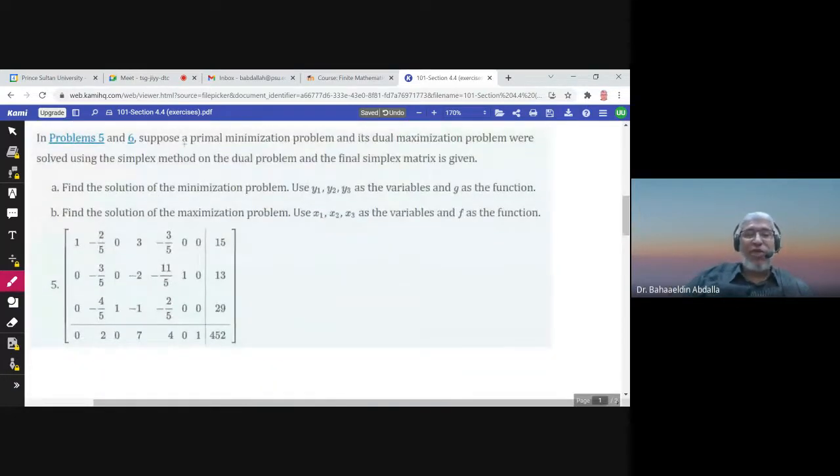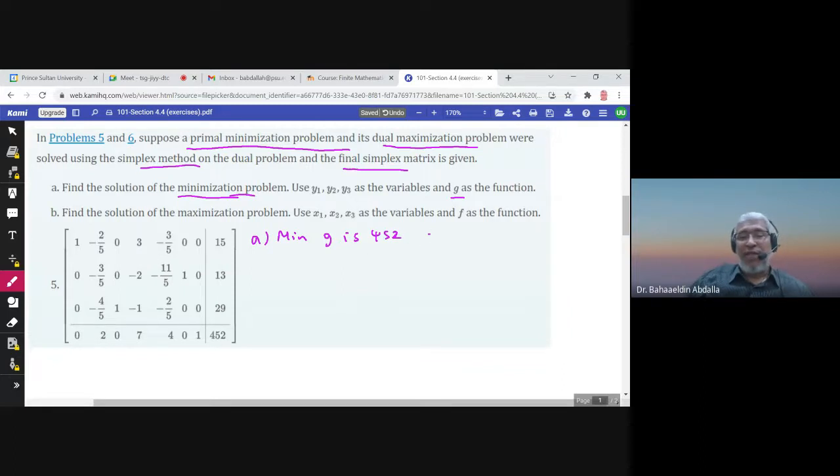Another type of question: suppose a primal minimization problem and its dual maximization problem were solved using the Simplex method on the maximization problem, and the final Simplex matrix is given. So this is the final Simplex matrix of the dual maximization problem. Part A, find the solution of the minimization problem. Well, the minimum value of G, he said, is 452 as we agreed. So this number would be the minimum value of G.